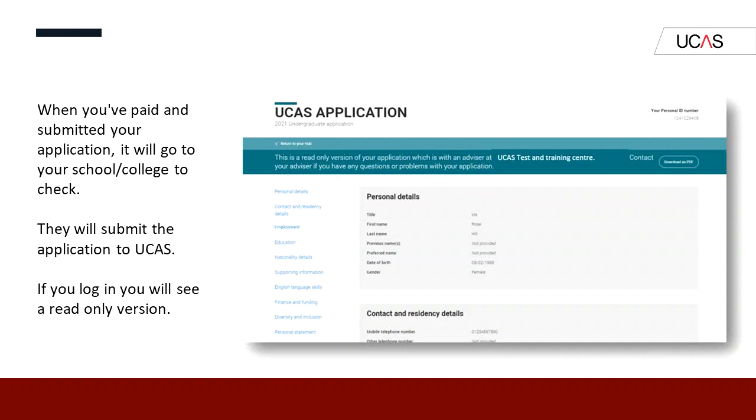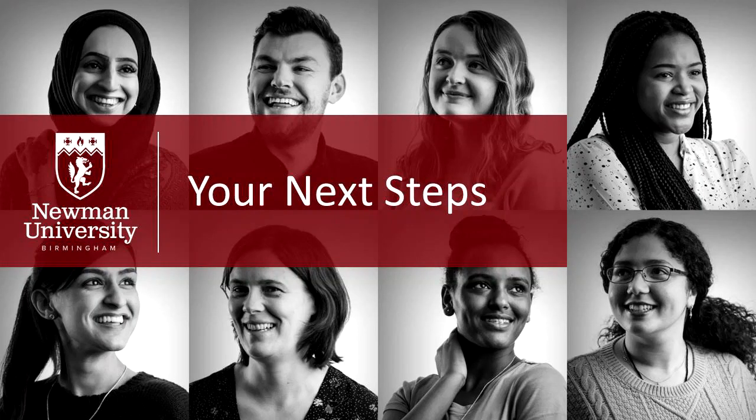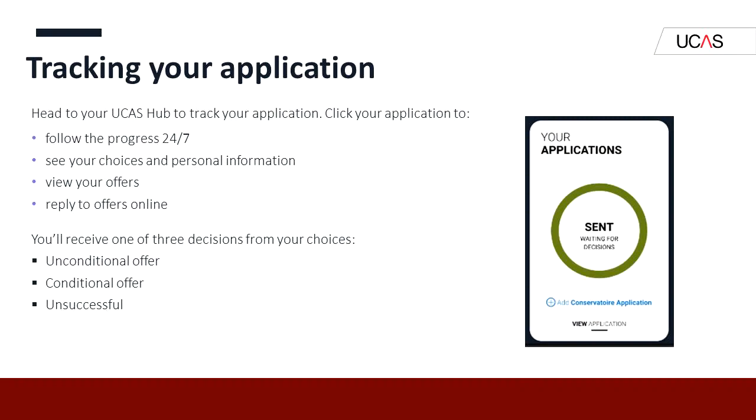When you've paid and submitted your application, it will go to your school or college if you're applying through one, for them to check, and they then submit it to UCAS. If you're applying as an individual, it goes straight through UCAS to the universities in question. So your next step, when your application's sent, is to go through the UCAS hub to the product called Track, where you can follow the progress of your application. You can see your choices and personal information, you can view any offers, and this is where you'll be replying to those offers.